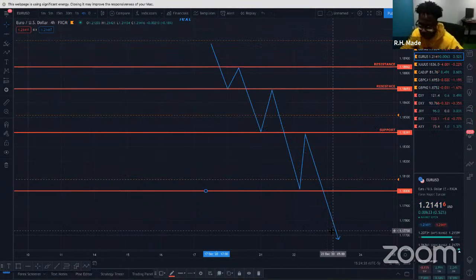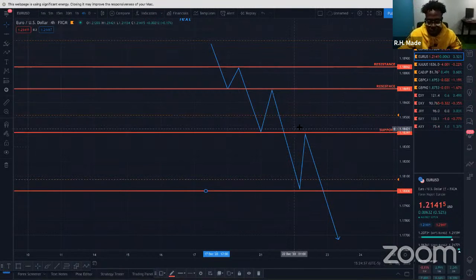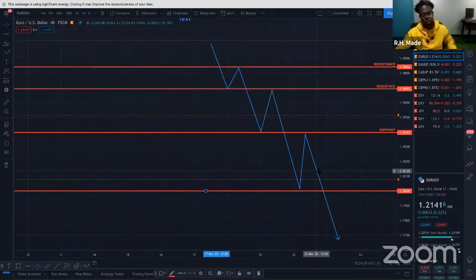And then it just keeps going on and on as long as it keeps making these lower lows and lower highs. All right.